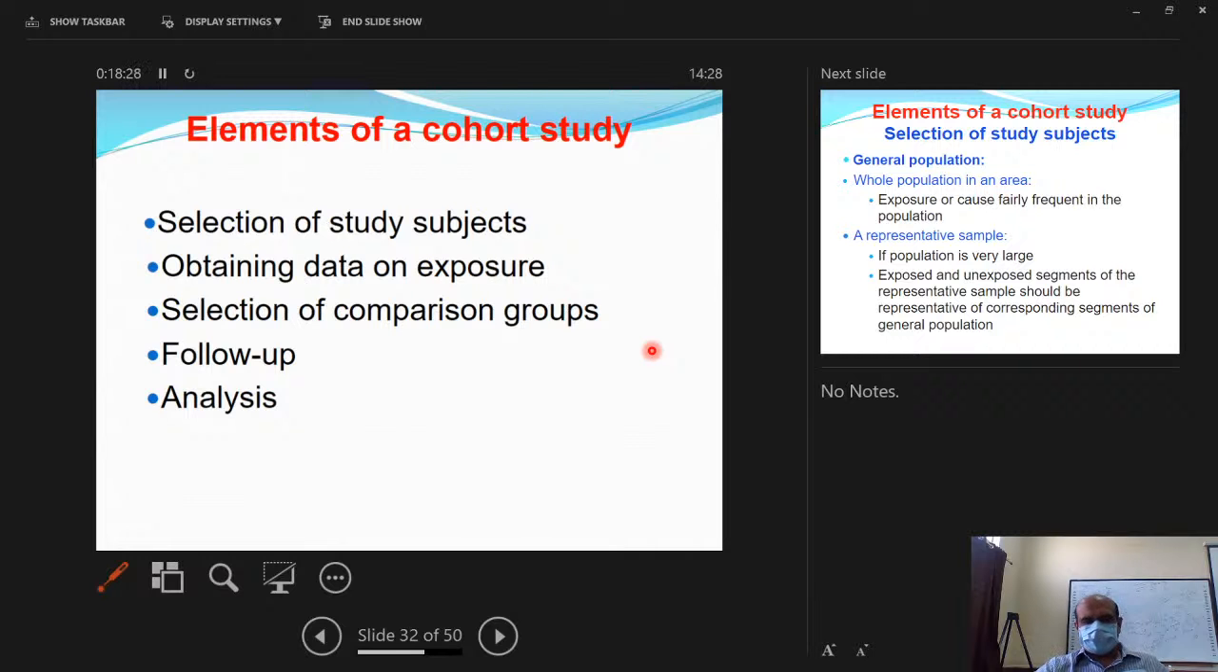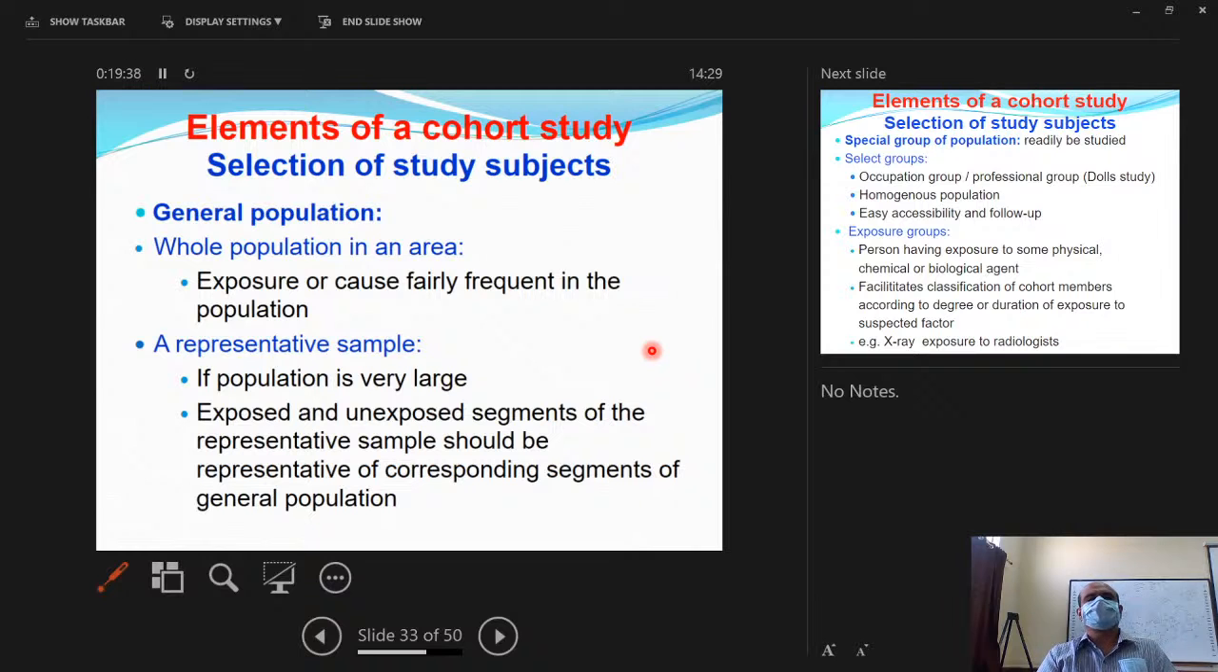Now, coming to elements of cohort study: selection of study subjects. First is selection of study subjects. Second, obtaining data. Now, elements of cohort study is like selection of a study subject.